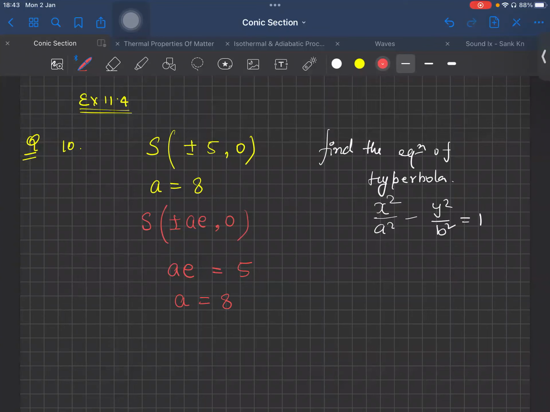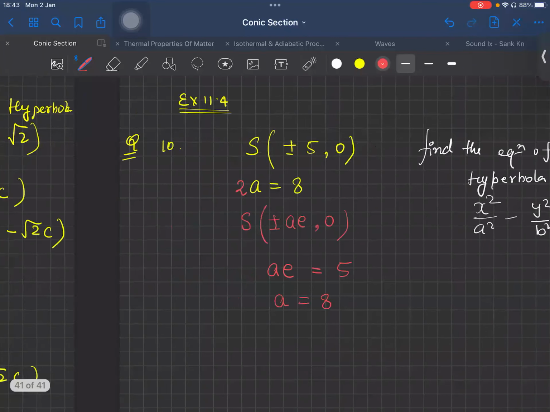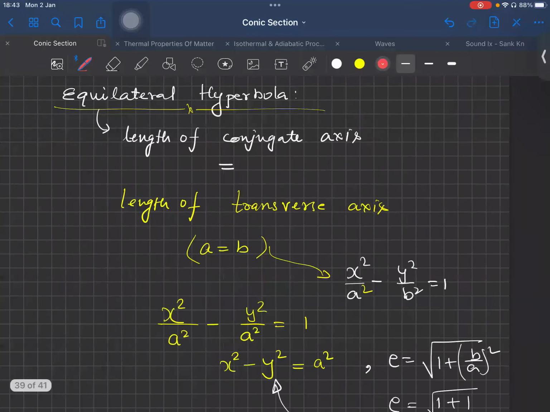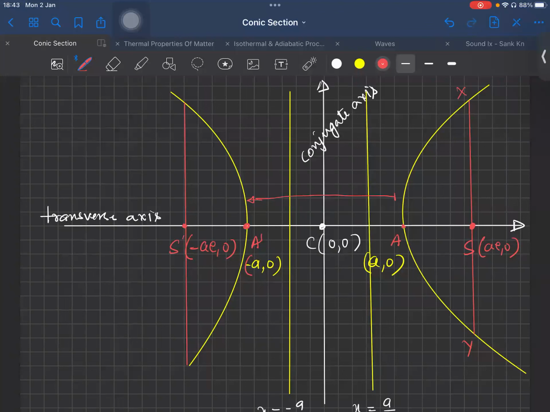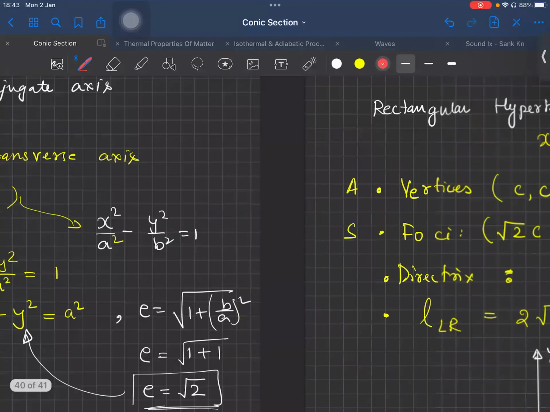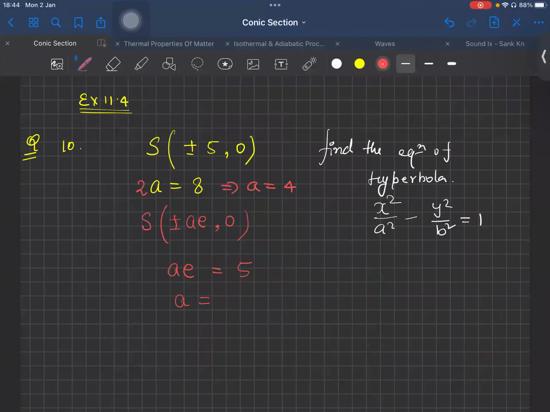Just wait, let me check. See, it's 2A that is given. The length of the transverse axis is this value they're talking about, from here to here. And from here to here it is A, so this is the semi-transverse axis, and from here to here it is A. So 2A value is given. 2A is 8, that means A will be equal to 4.